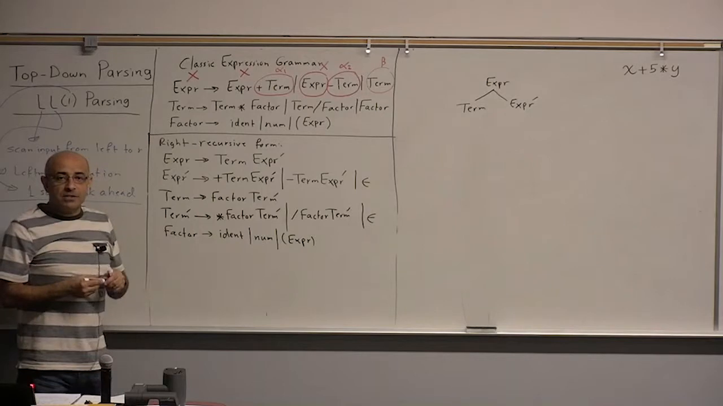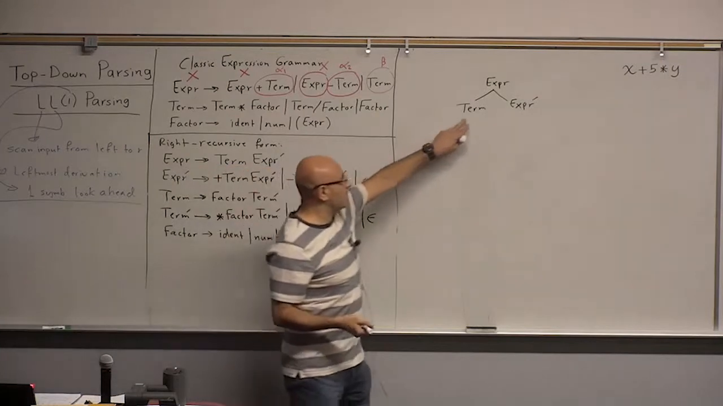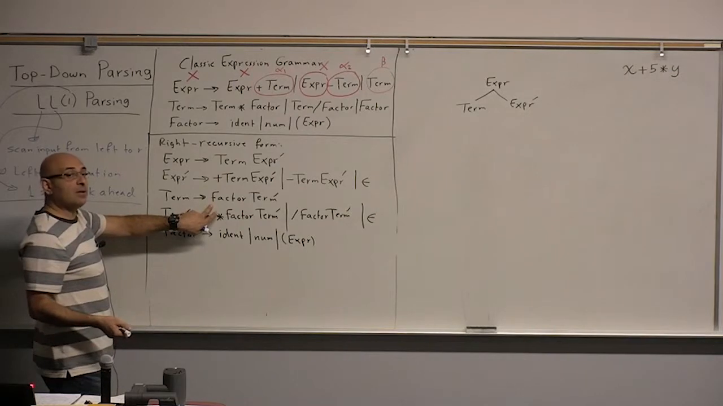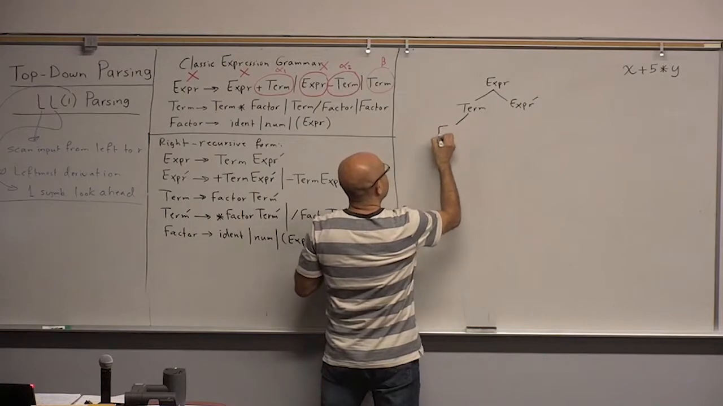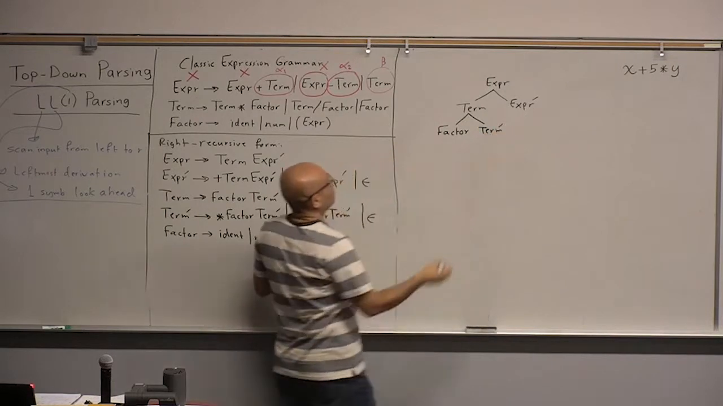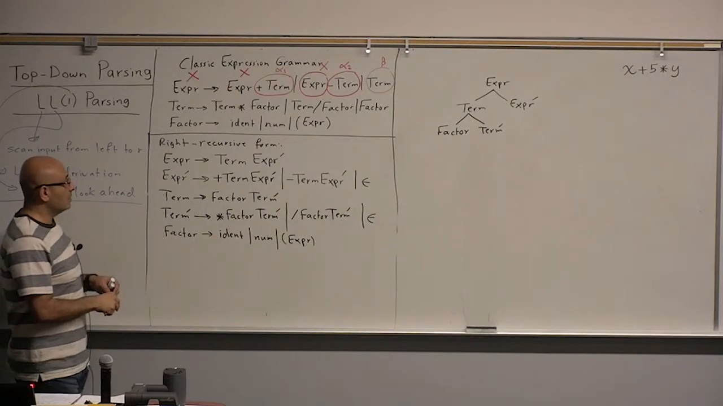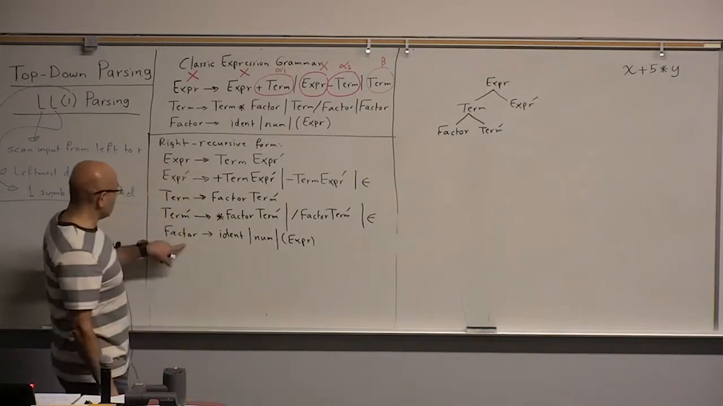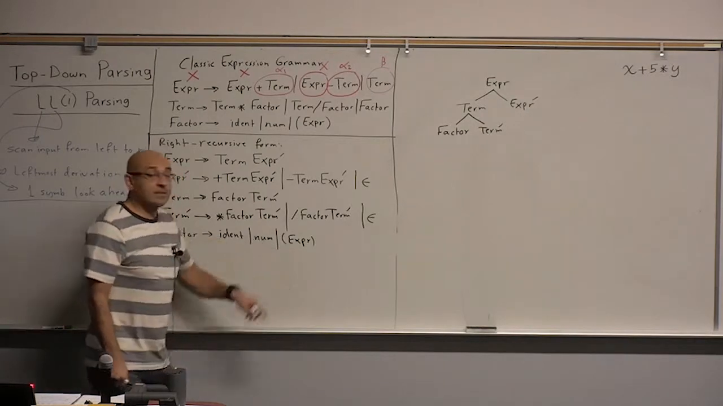Now it's a leftmost derivation. So should we look at term or expression prime first? Term, because it's leftmost derivation. So we look at term. What can we substitute for term? Again, there is only one possible substitution, which is factor term prime. Now, what's the next variable that we should look at? Factor. What are the substitutions for factor? There is an identifier, a number, and an expression.